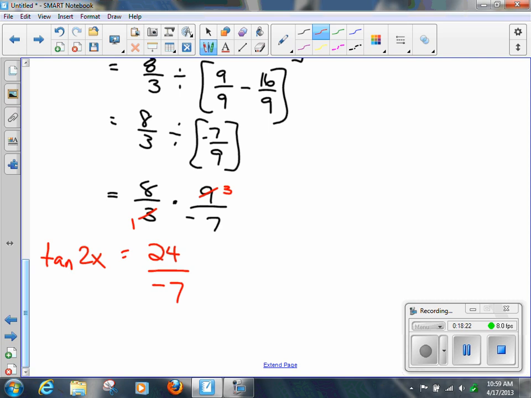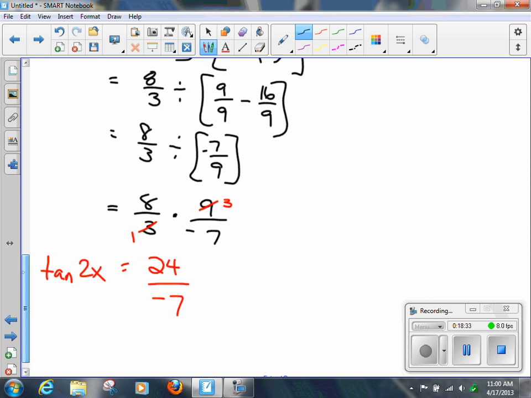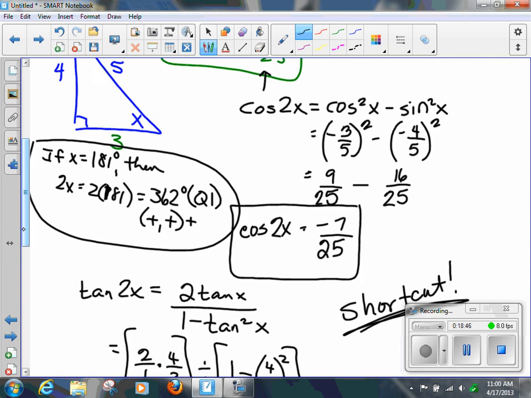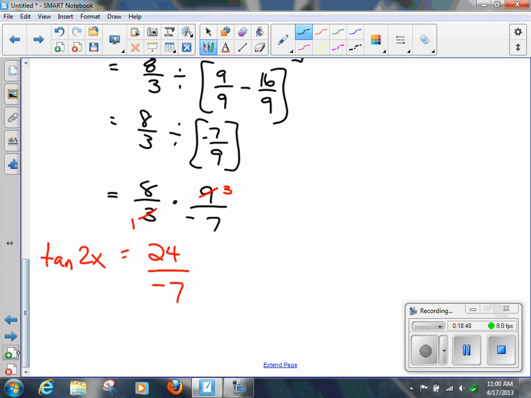Why? Because that's what tangent is. Oh, shortcut. Yes, I'm serious. And you can't appreciate it until you do something like this right here. Write this down. Shortcut. Because it's a positive times a negative number.